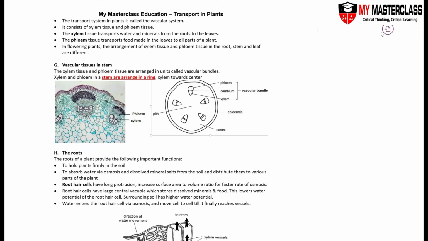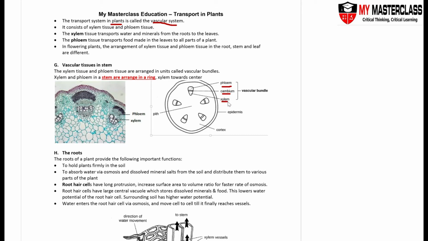So the first thing that we will have to know is we have looked at terms of organ systems. In plants we are calling this the vascular system. Now, why is that so? It is because the vascular system consists of three main components: phloem, cambium, and xylem.